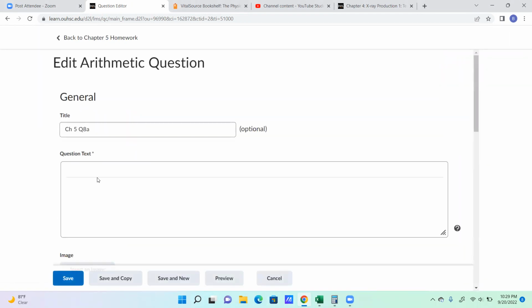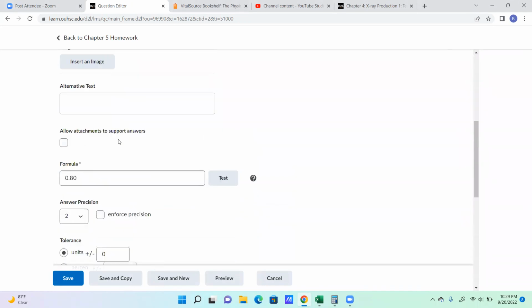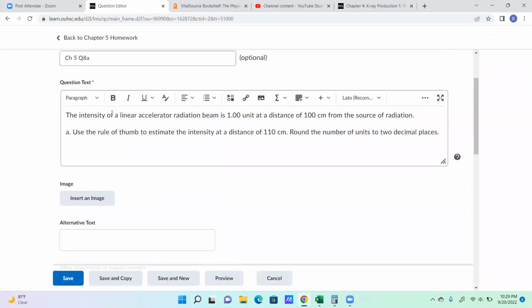Question 10. The intensity of a linear accelerator radiation beam is 1 unit at a distance of 100 centimeters from the source of radiation. Use the rule of thumb to estimate the intensity at a distance of 110. Now, we know that the intensity is going to drop off because of the inverse square law. The question is, using the rule of thumb, how do we find that?